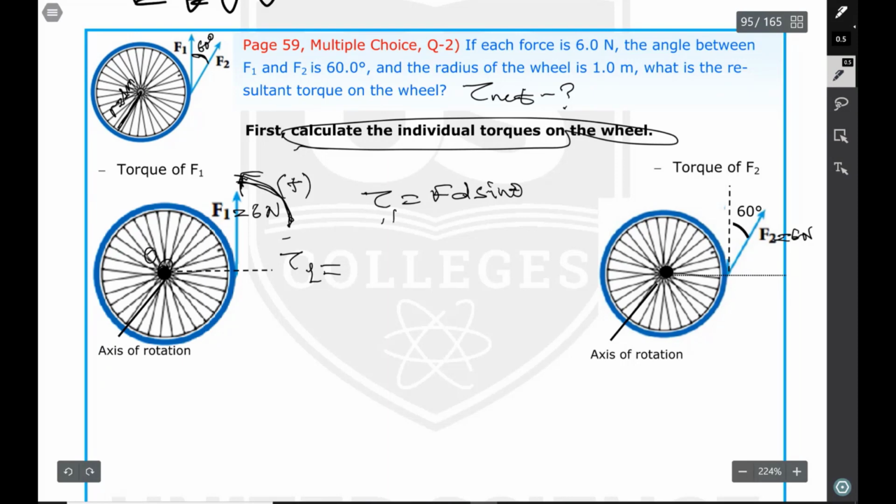So then let's find it. Torque 1 is positive. F is how much? 6 Newton. What is the distance from where the force is applied to the axis of rotation? It is the radius of the circle, the radius of the tire, which is 1 meter. So that distance is equal to the radius, 1 meter. So 1 multiplied by 1. The angle between the distance and the force is 90 degrees. The tangent line is always perpendicular to the radius, so sine 90. So the torque of the first force will be, because it is 1, positive 6 Newton meter. Torque of this force is positive 6 Newton meter.